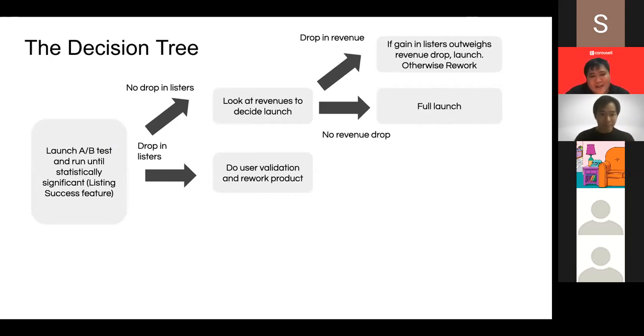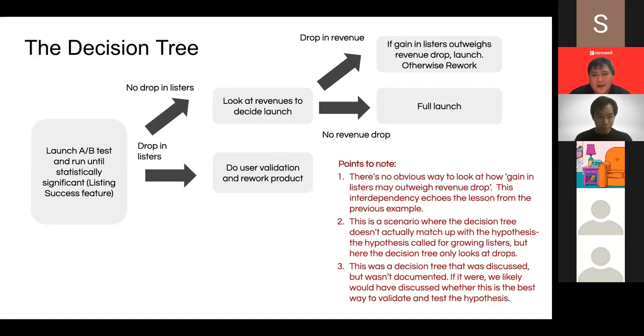But if you see a drop in listers, then you do user validation and rework the product, right? Because that was the whole point. The whole point here was it should help growth, and if it doesn't, let's do something about it. So a couple of points to note here. There is no obvious way to look at how this so-called gain in listers may outweigh revenue drop, right? So again, this interdependency is very similar to the problem that I raised previously in interstitials.